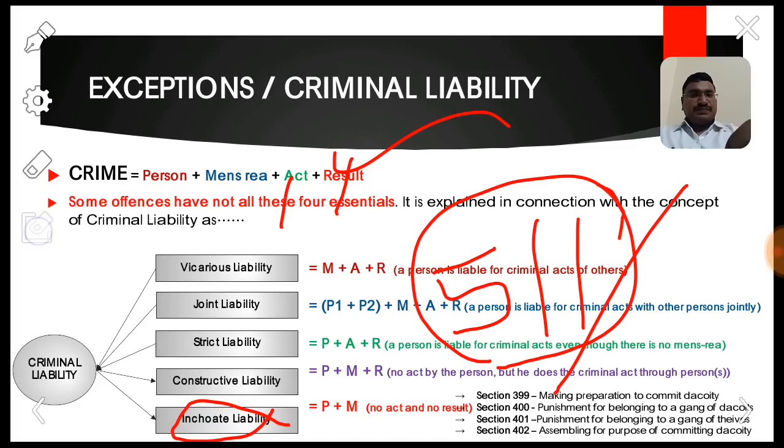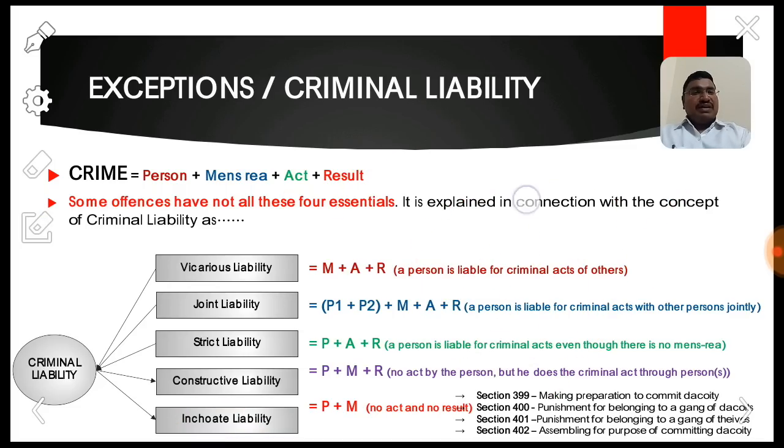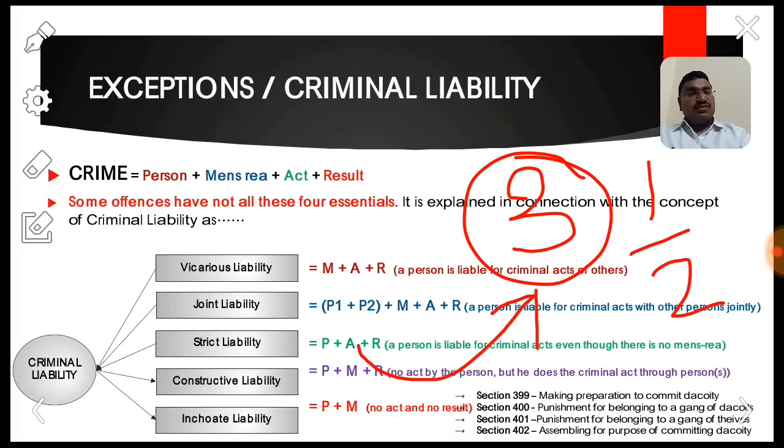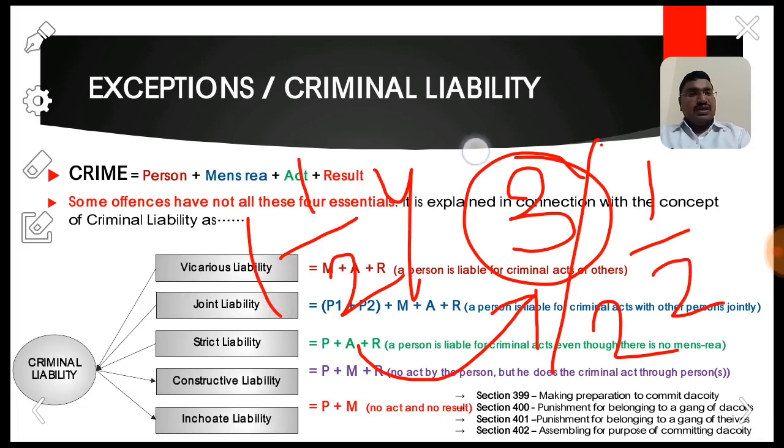For instance, the maximum punishment for theft is 3 years. But if a person attempts to commit theft, then half of the punishment will be fixed on such person on account of attempt to theft. Half means 3 by 2, so 1.5 years is the maximum punishment in case of attempt to theft.